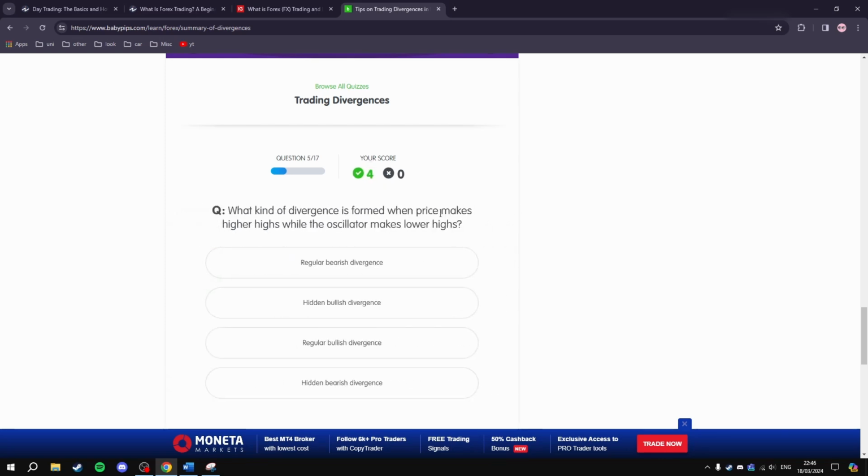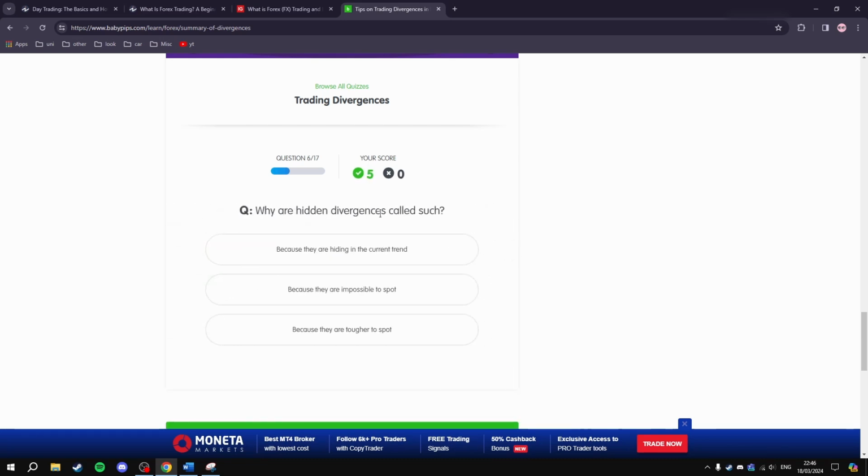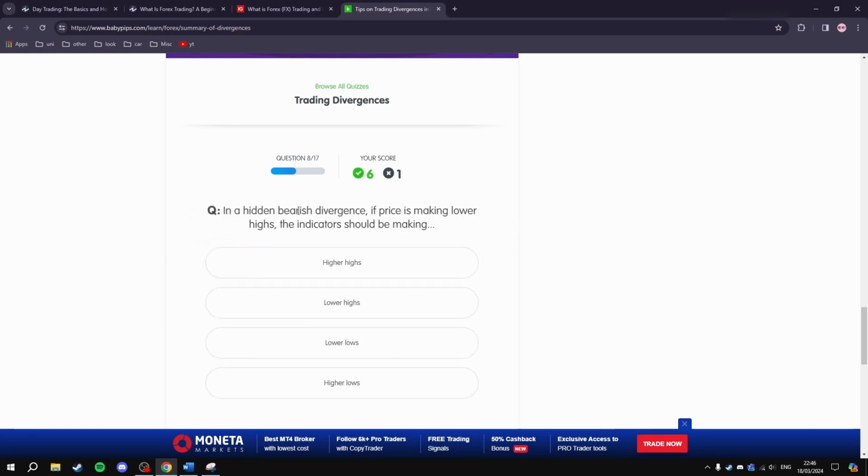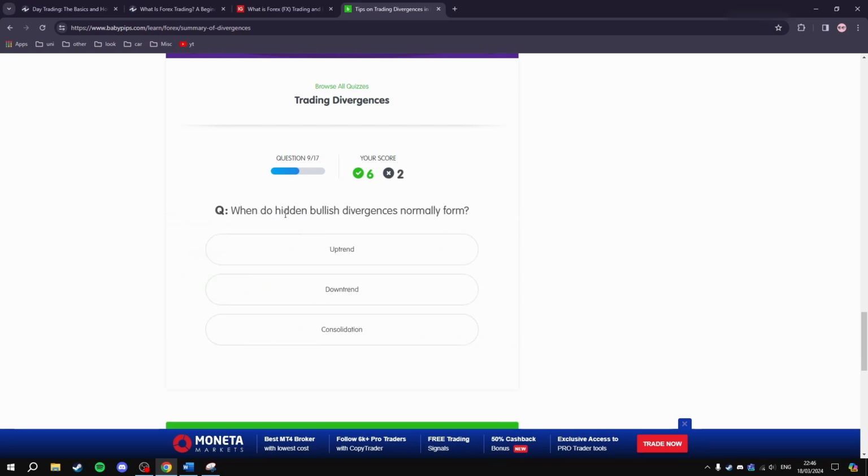What kind of price divergence is formed when price makes higher highs whilst the oscillator makes lower highs? It's got to be a bearish one. Regular bearish. Why are hidden divergences called such? Tougher to spot? Nope, it's hidden in the current trend. What do hidden divergences signal? A trend continuation. In a hidden bearish divergence, if the price is making lower highs, the indicator should be making lower lows. Nope. When do hidden bullish divergences normally form? It's a continuation, so it's an uptrend.